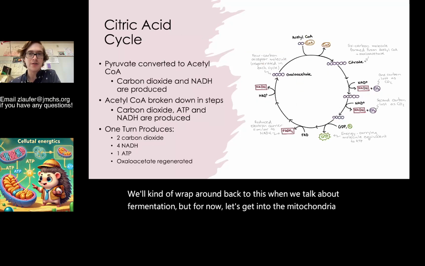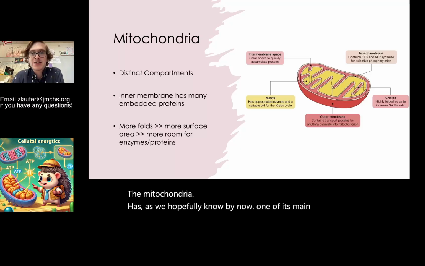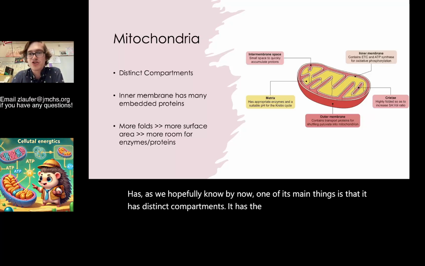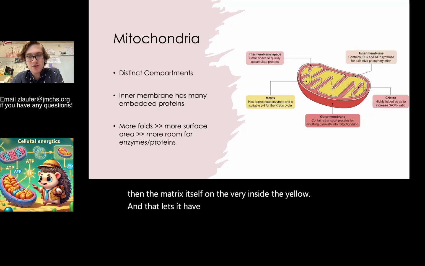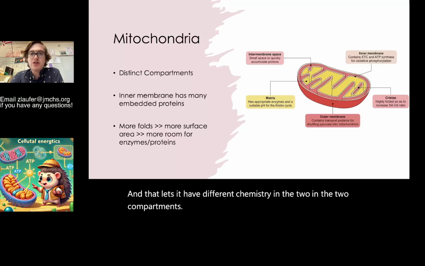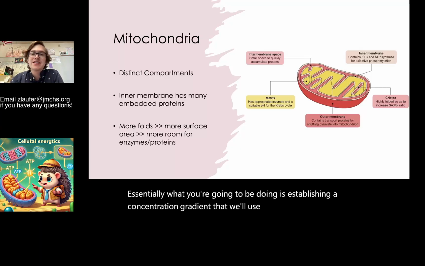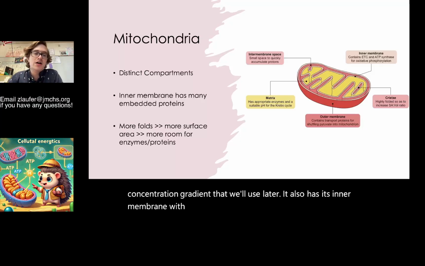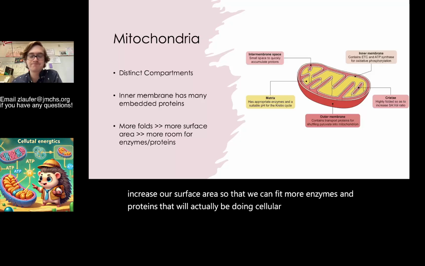So, the mitochondria has, as we hopefully know by now, one of its main things is that it has distinct compartments. It has the intermembrane space and then the matrix itself on the very inside, the yellow. And that lets it have different chemistry in the two compartments. Essentially, what you're going to be doing is establishing a concentration gradient that we'll use later. It also has its inner membrane with the folds called cristae. We do the folding to increase our surface area so that we can fit more enzymes and proteins that'll actually be doing cellular respiration on them.